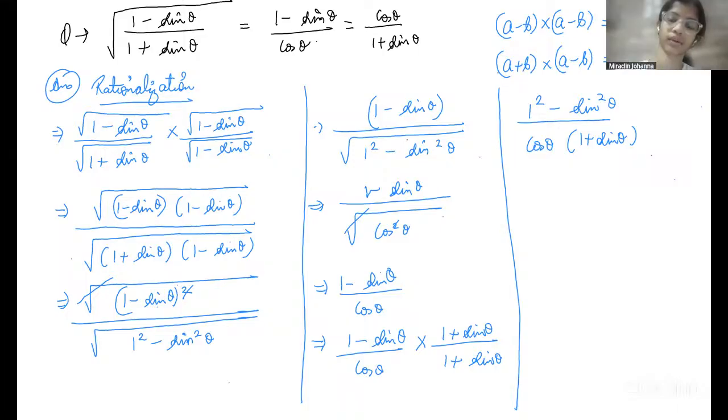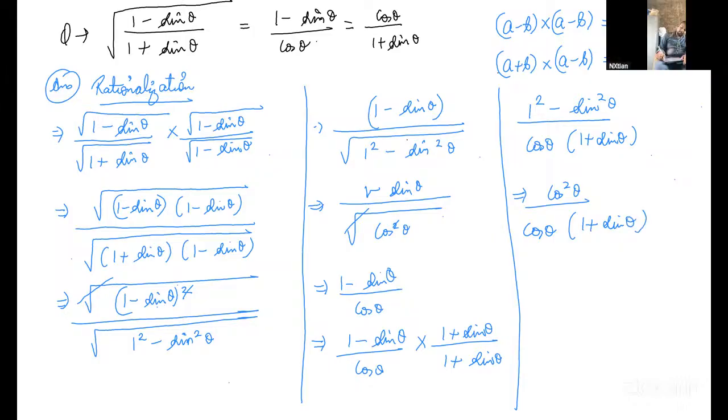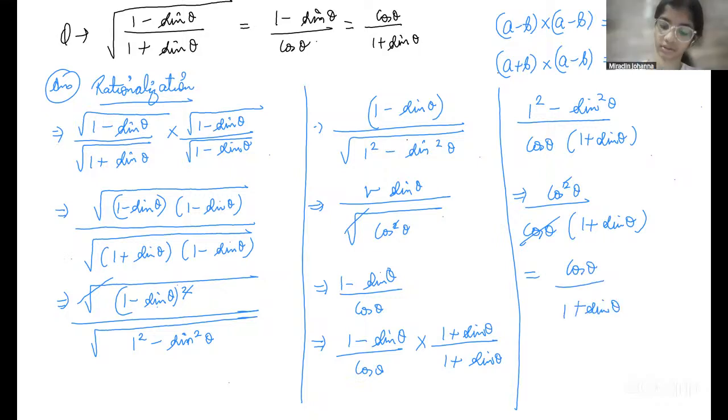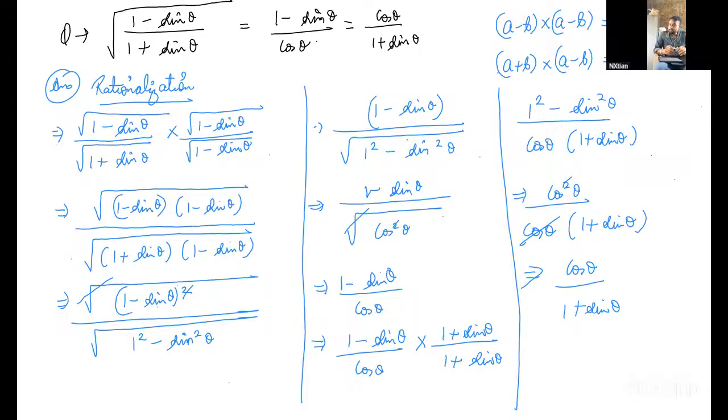Now 1 minus sin square theta is cos square theta upon cos theta into 1 plus sin theta. Now this cos theta and the cos theta from the square will cut. So it will remain cos theta upon 1 plus sin theta. Did you understand? Okay, so this is how it will come. Edric, did you understand now?